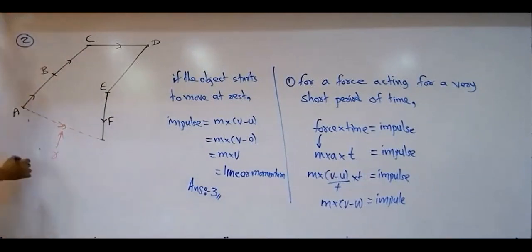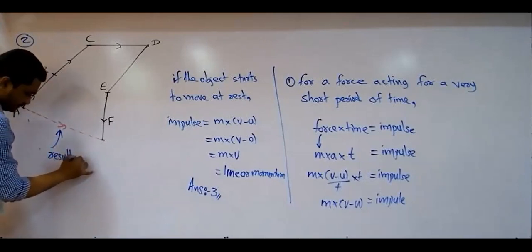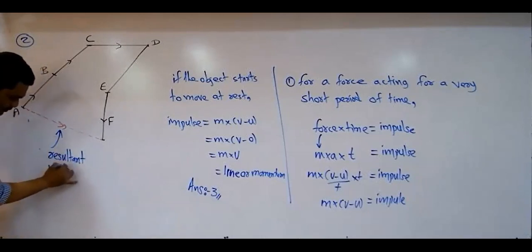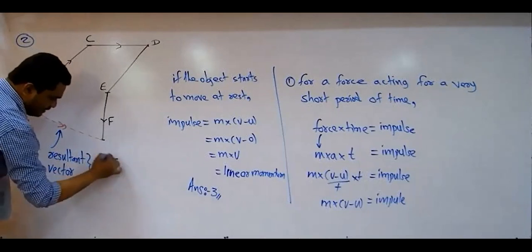Question number 2. So the resultant vector of all these vectors is AF.